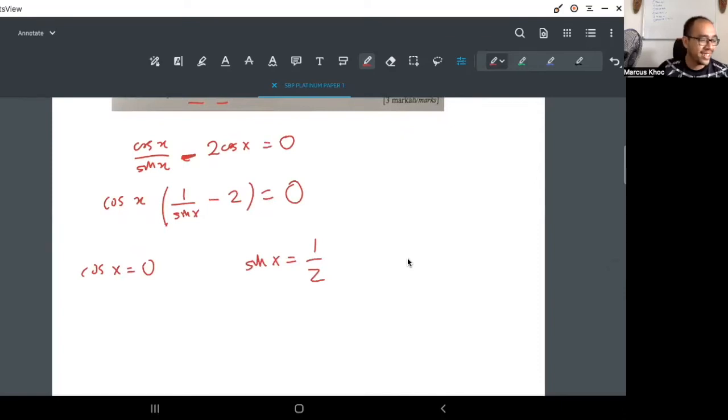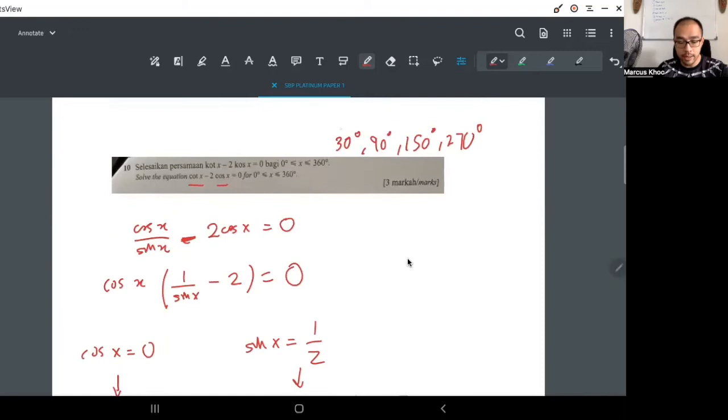Okay, so obviously there are two answers to this. And then sin x equals half is quadrant 1 and quadrant 2. So you will get these four answers: 30, 90, 150, and 270. Cos x equals 0 is a special angle. So you won't really see it very obviously in the calculator. Yes, you can press shift cos 0, you get 90. But that's it, you won't get the 270.